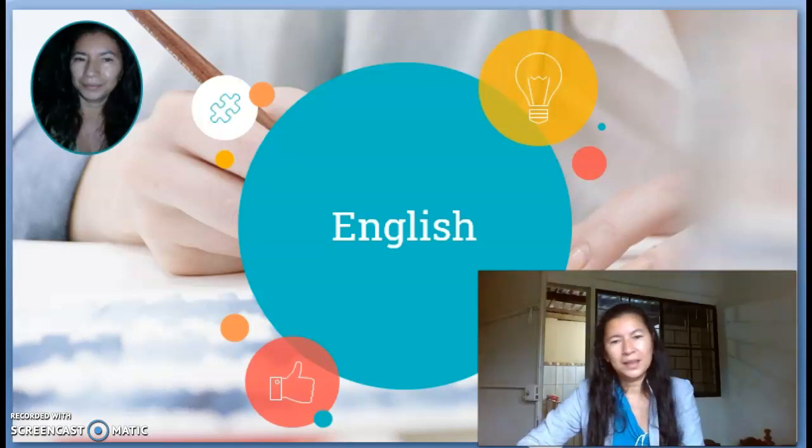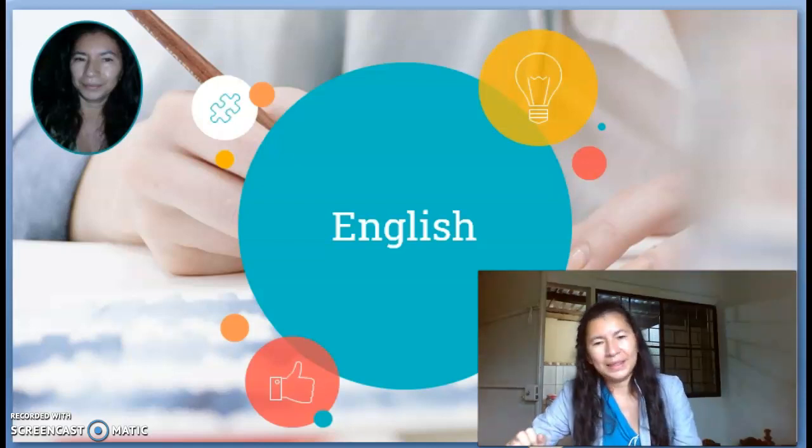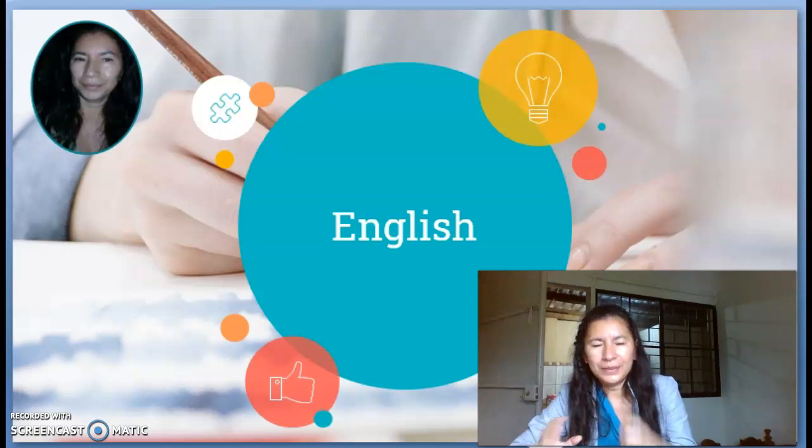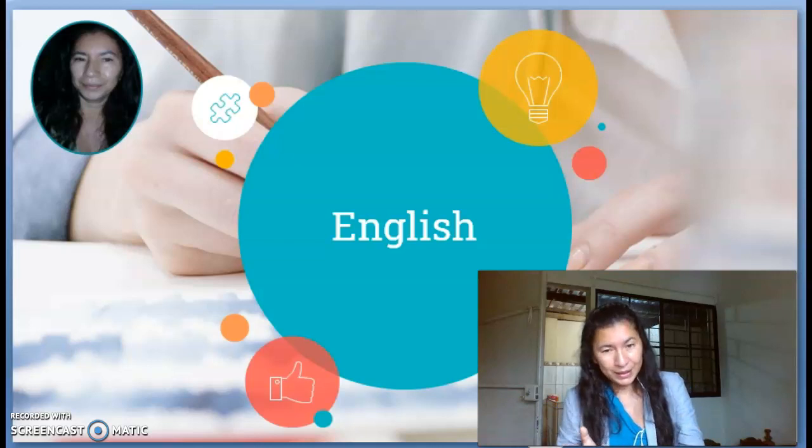It's very important to give clear instructions to students because they are learning a new language, and they need slow instructions because they don't have a good comprehension at this moment.